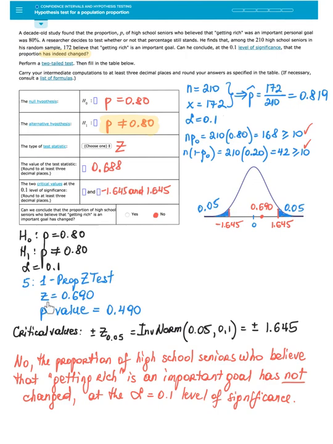With z-value, the test statistic of 0.690, I need to find its location on this z-axis, and it is pretty close to 0, to the center, and definitely within the acceptance region and not in the rejection regions, not in the tails. Therefore, I'm going to conclude that we will not reject the null hypothesis. No, the proportion of high school seniors who believe that getting rich is an important goal has not changed at the alpha equals 0.1 level of significance. It is still at 80%.